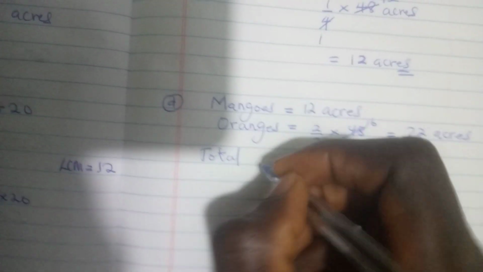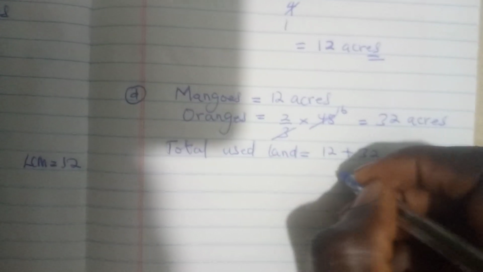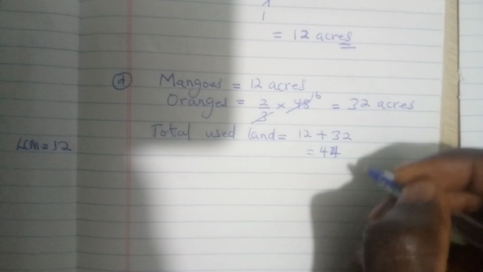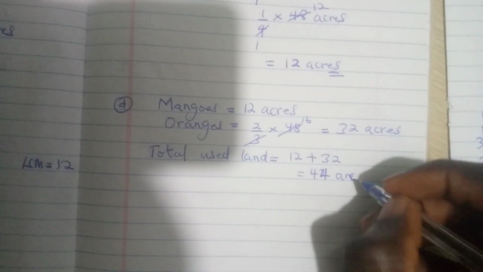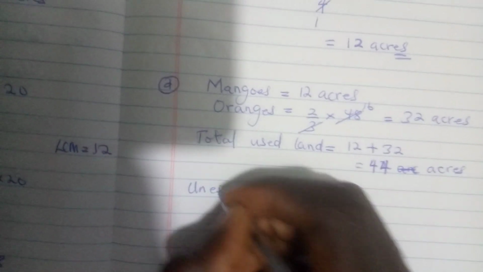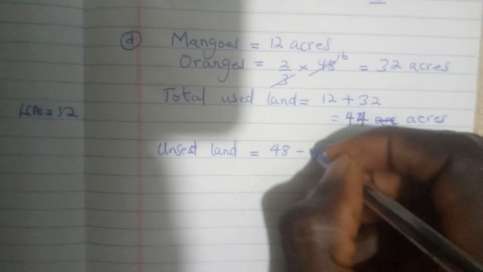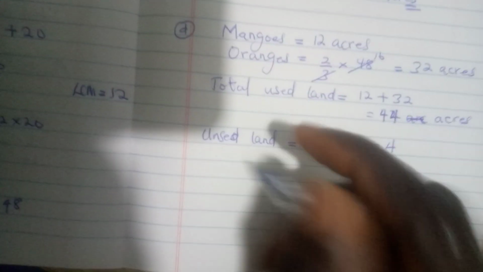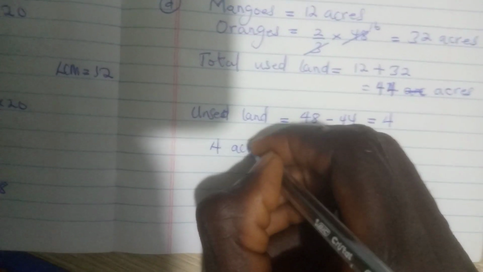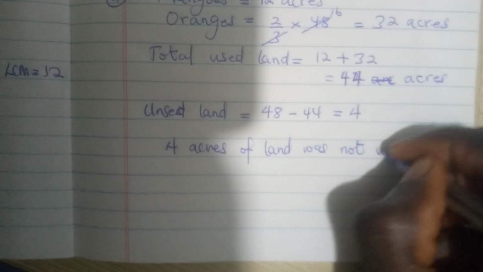So if I want the total used land, it is going to be 12 plus 32, which is 44 acres. So if they've used 44, and the total is 48, then the unused land is going to be 48 minus 44, which is 4. So 4 acres of land was not used.